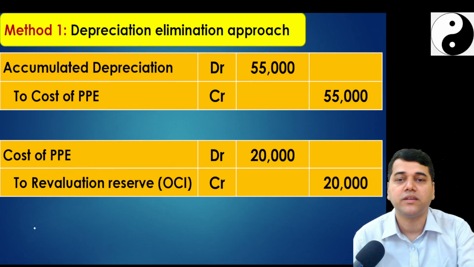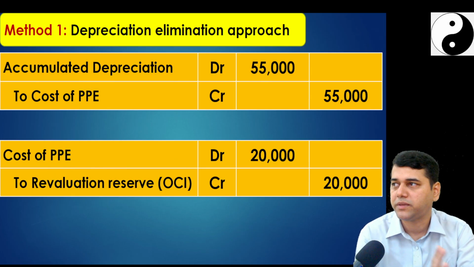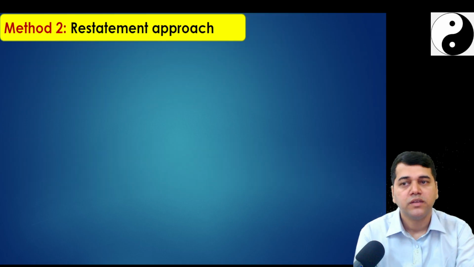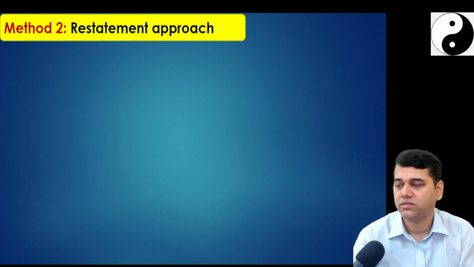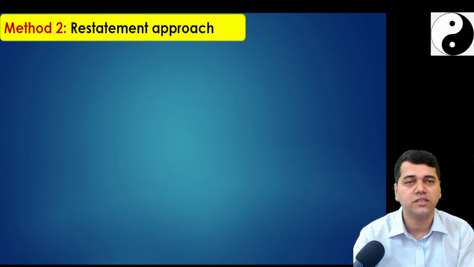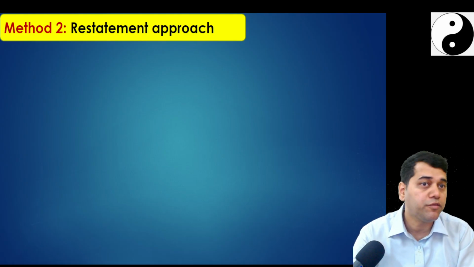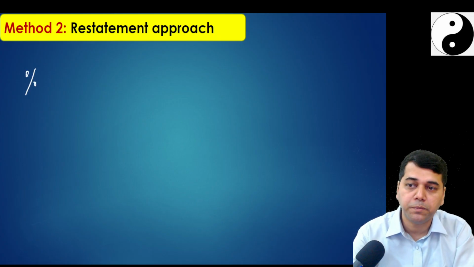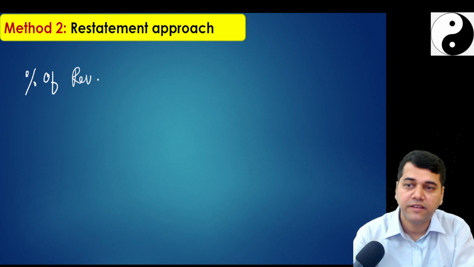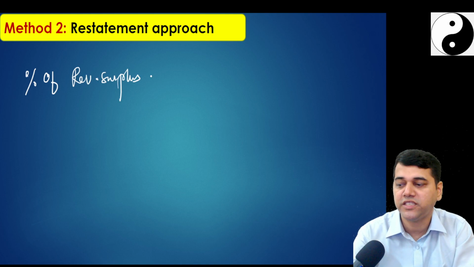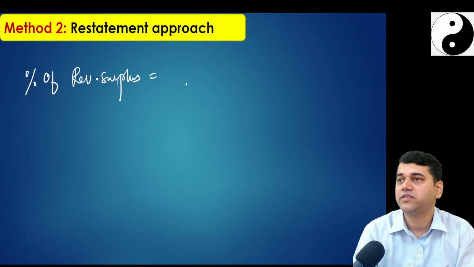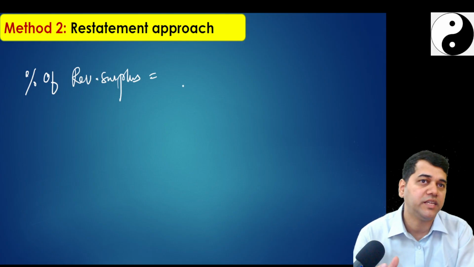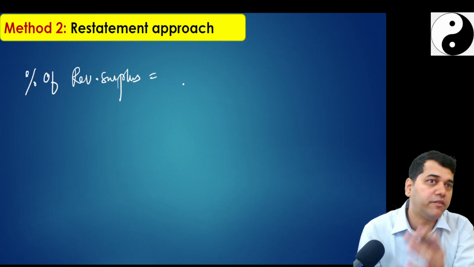The second method, and generally you can go for this method, if the question is very silent, you can do this method. Second is called a restatement approach. Generally 1 or 2 problems you must have done it, but be careful what they say. For this, you need to figure out percentage of revaluation surplus. How much percentage it increased? Can you tell me, students? You have done on revaluation. By what percentage there was an upward revaluation?